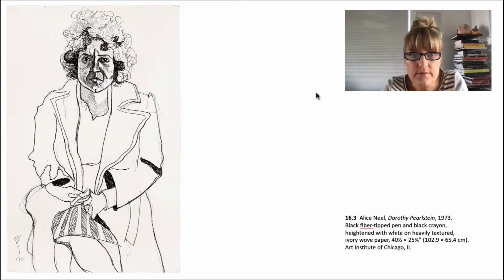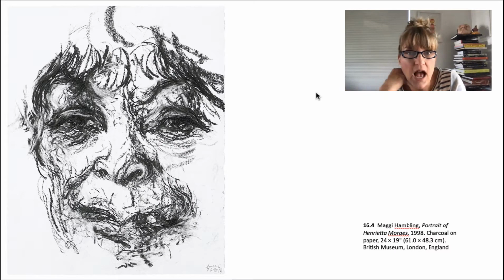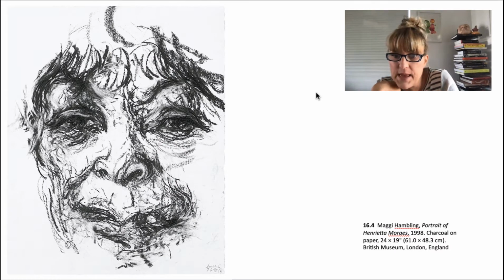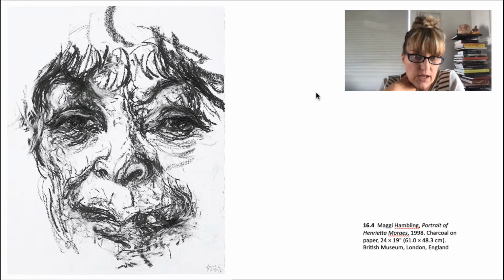And then if you look at the hands and the legs, they really do depart from strict realism quite a bit. So speaking of line quality, this is Maggie Hambling's portrait of Henrietta Morges, charcoal on paper. Another contemporary drawing. But look at all of that wiggly line work. And it's really giving Henrietta this kind of wizened, sort of wrinkly look, which most likely the sitter did display.